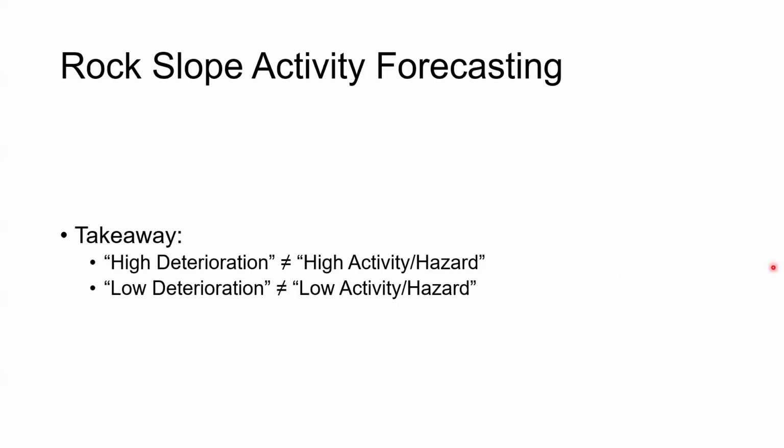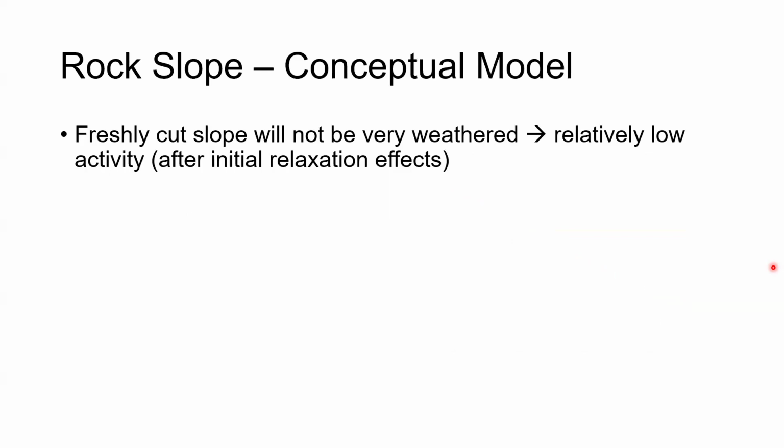that high deterioration is not the same thing as high activity or hazard. So you can have a slope that is low hazard, but it's getting worse quickly. You could also have a slope that is high hazard, but it's not changing at all over time. So with that in mind, we came up with a conceptual model that sort of tries to describe what we might expect to happen after we cut a brand new rock slope.